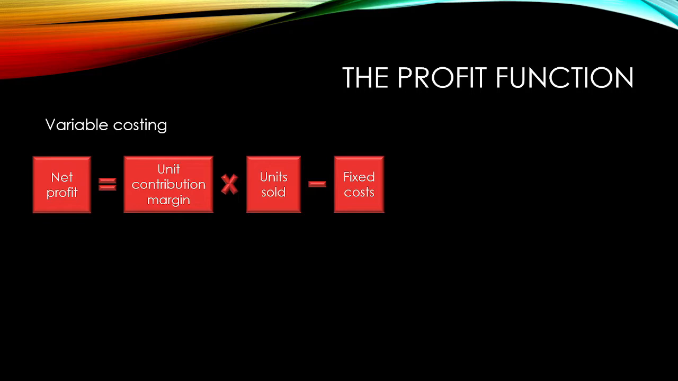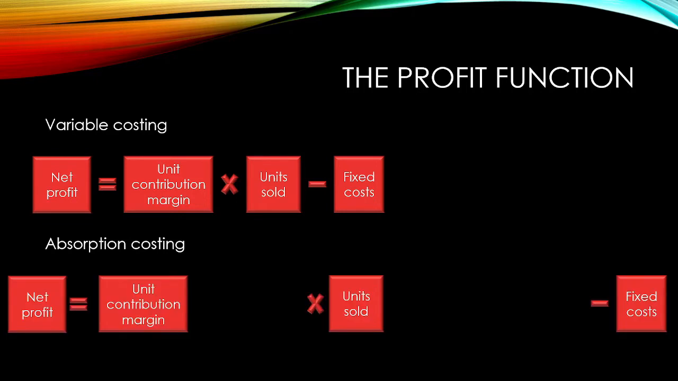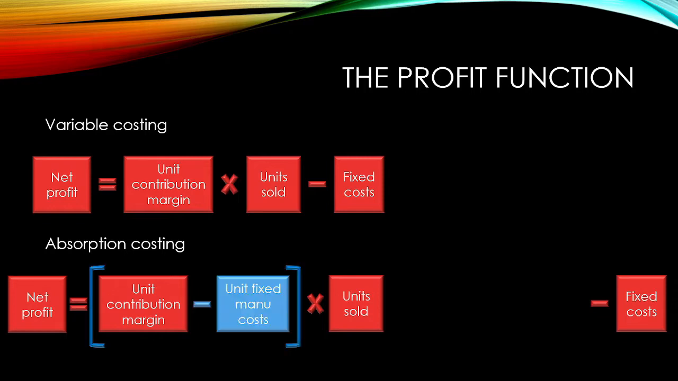Now let us consider our absorption costing profit function. We will begin with the same function as variable costing. Remember, however, that we unitize the fixed manufacturing costs. Therefore, we need to subtract these from the unit contribution margin before we multiply it by the units sold.